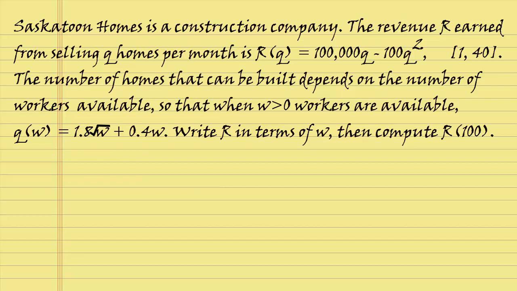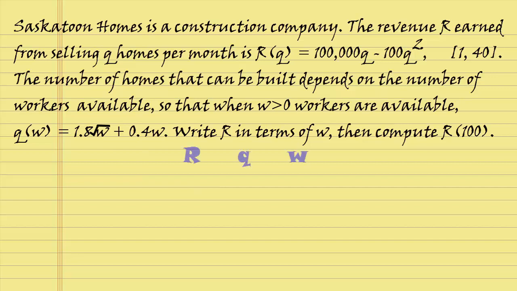The number of homes that can be built depends on the number of workers available, so that when W workers are available, the number of houses Q that can be built is Q(W) = 1.8√W + 0.4W, where W is bigger than 0. Write the monthly revenue R in terms of the number of workers W, and determine the revenue earned when 100 workers are hired during a particular month.